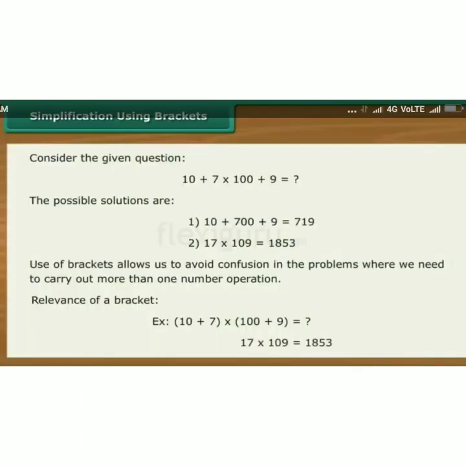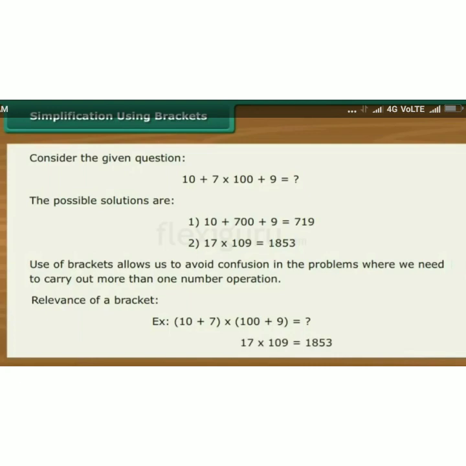I'll tell you one more example. Consider the given question: 10 plus 7 into 100 plus 9. See the solutions here. In the first solution, they first multiplied 7 into 100, then added 10 plus 9, so they got 719. In the second solution, they first added 10 plus 7 and 100 plus 9, then multiplied those, and they got 1853. Now, can you tell me which answer is right?